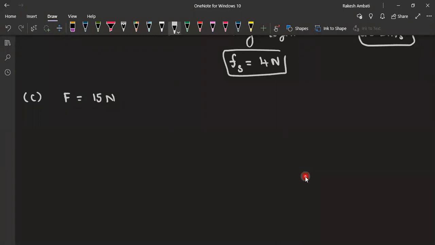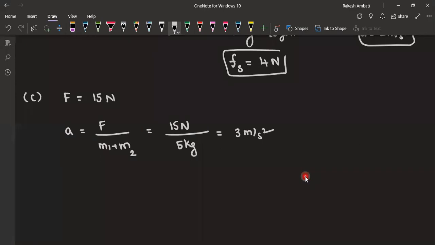The first assumption is that both blocks are moving together with the same acceleration. Then you find the common acceleration. How to find it? F upon M1 plus M2. So 15 newtons upon M1 plus M2, which is 5 kg, equal to 3 meter per second square. Now consider they are moving with the same acceleration, with 6 newtons. Perfect. Magnitude of friction force is 6 newtons.